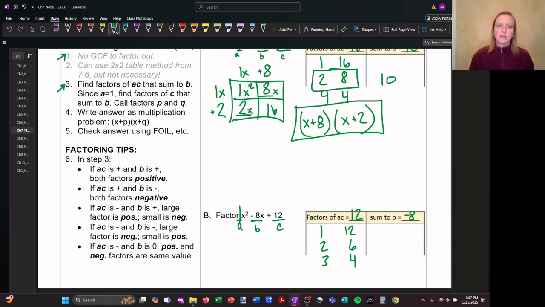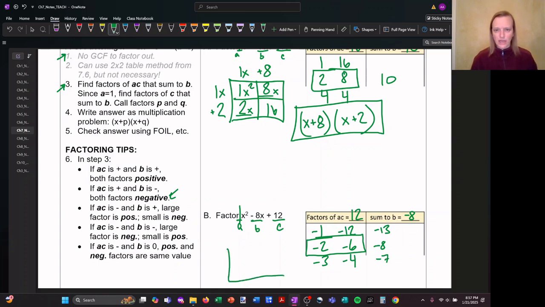Now, remember, because AC was positive and B is negative, both factors must be negative. So I want to have negative, negative, negative, negative, everything's negative. So which of these factor pairs adds up to negative 8? Well, this adds up to negative 13. This one adds up to negative 8. This is the one I want to use. This would have added up to negative 7.